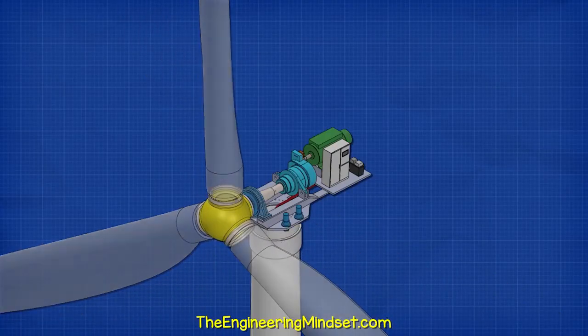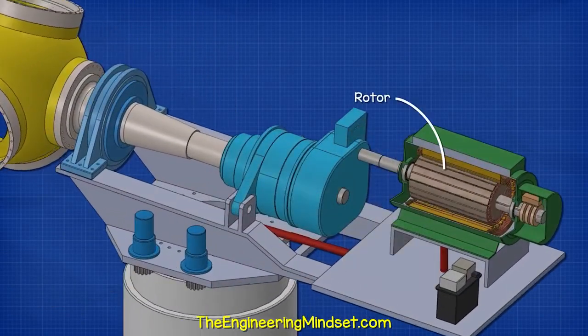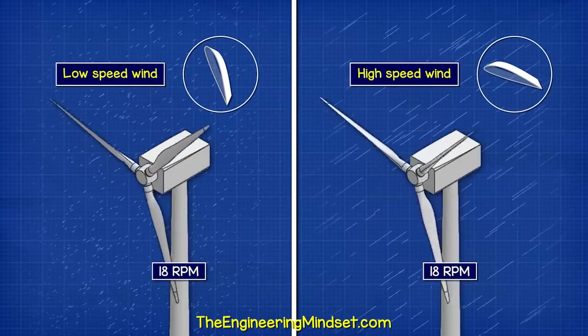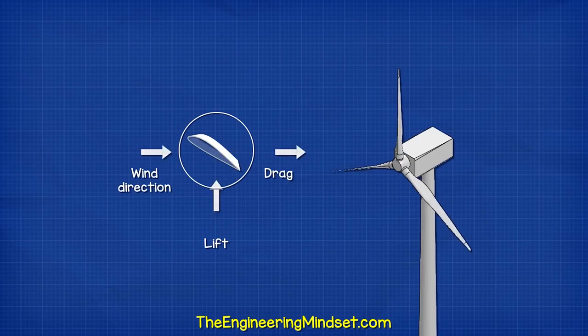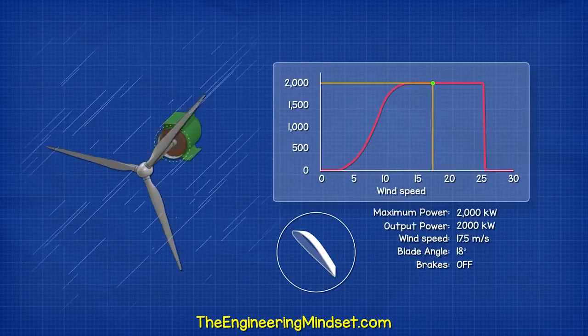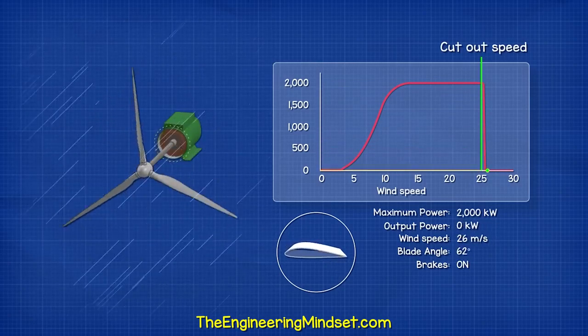In the wind turbine, the rotor connects to the blades. The faster the wind, the faster the shaft rotates. Although we do have some control over the shaft speed by rotating the blades to change the amount of lift or drag which is produced. If the wind speed is too fast, the turbine shuts down and that is our cutout speed.